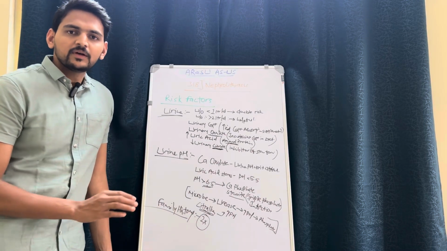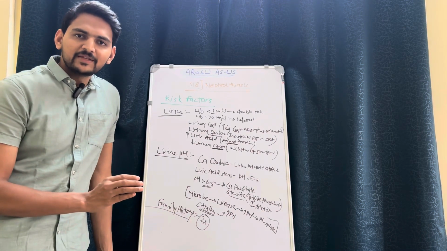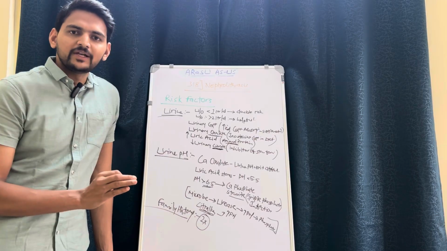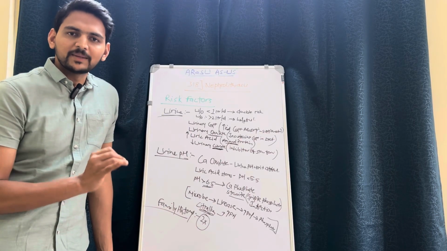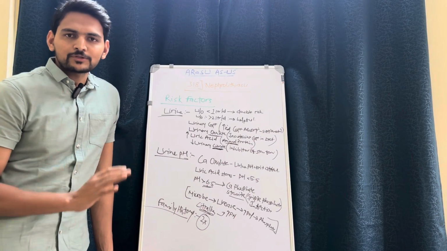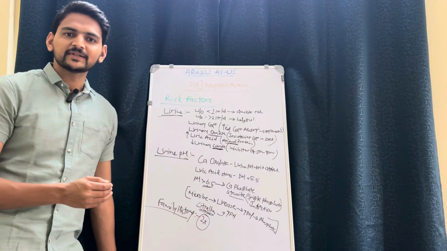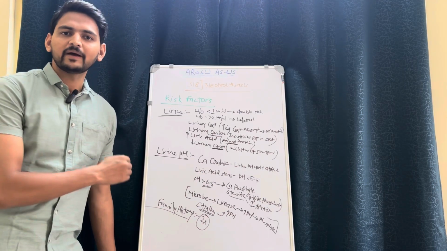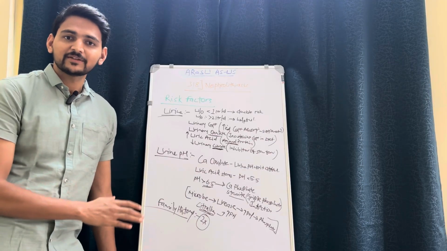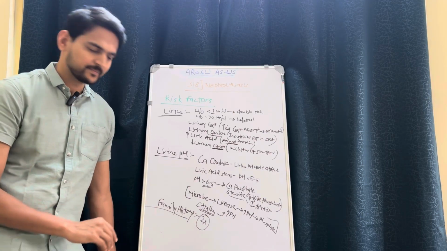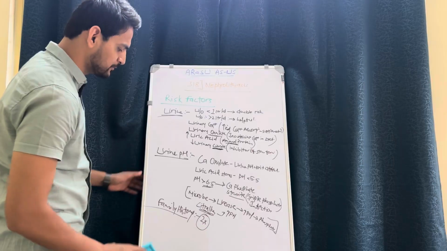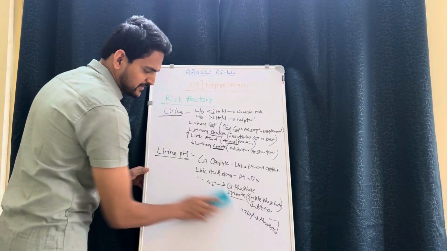Just to sum up, some comorbidities like diabetes, obesity or overweight, hyperparathyroidism or malabsorption are the risk factor for stone formation. Similarly, some dietary factors and urinary factors, urine pH and family history. So these are some factors which will affect stone formation. Now we will see the pathophysiology of nephrolithiasis.